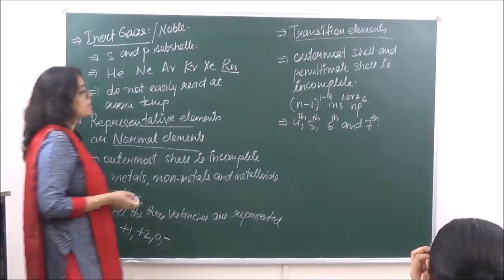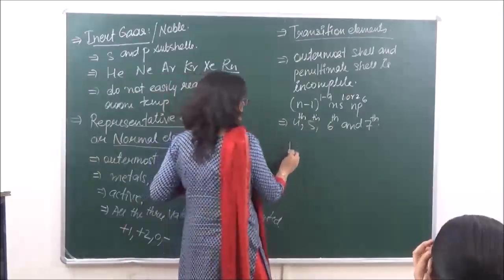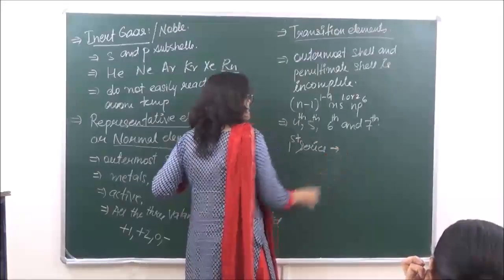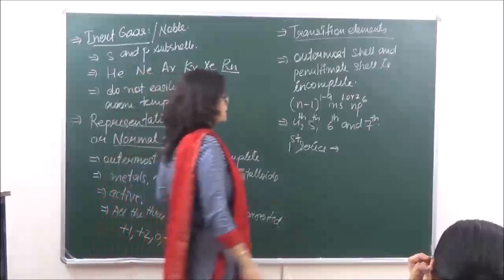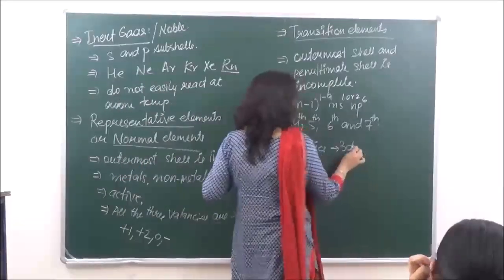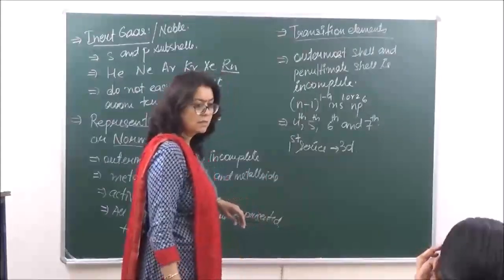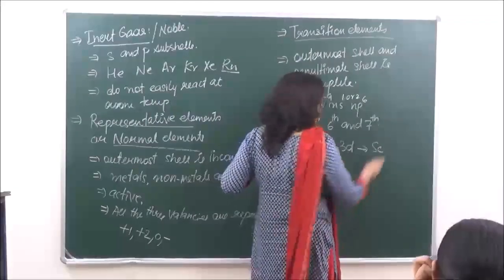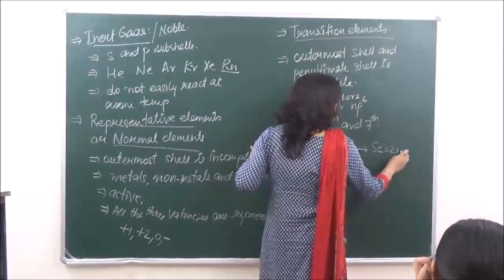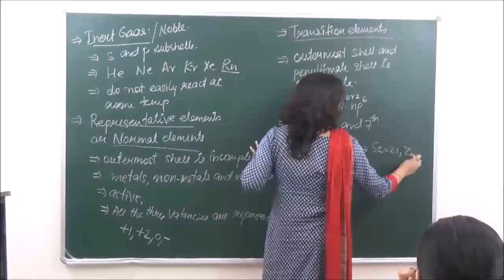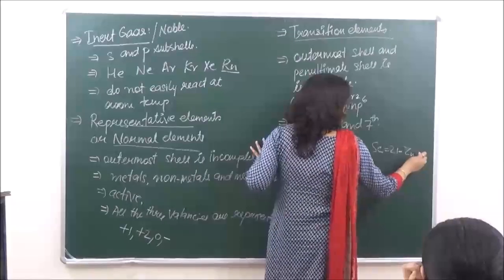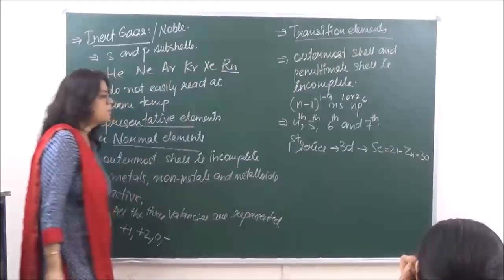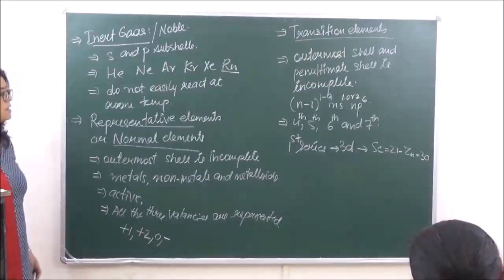Now in transition elements, there are going to be 4 series present. In the first series we fill up 3D. So this is also known as the 3D series. Okay, the 3D series is going to start with scandium with atomic number 21 and it ends in zinc, atomic number 30. Scandium to zinc. So this is the first transition series.